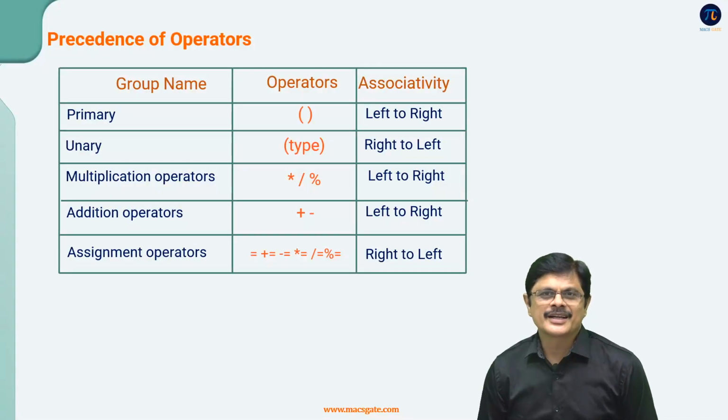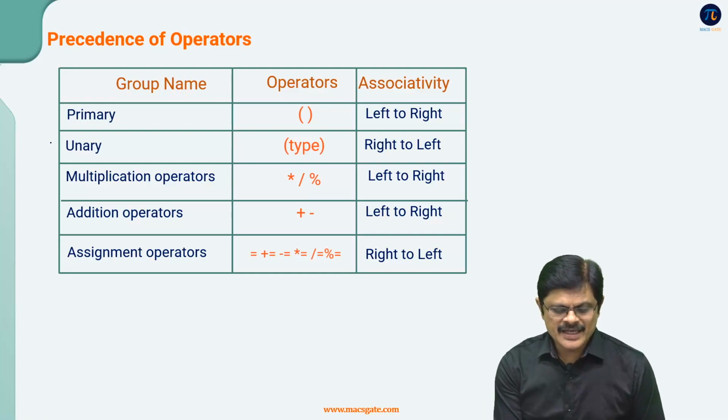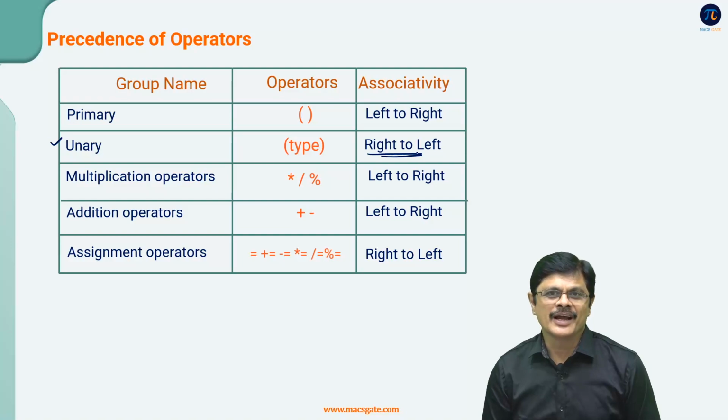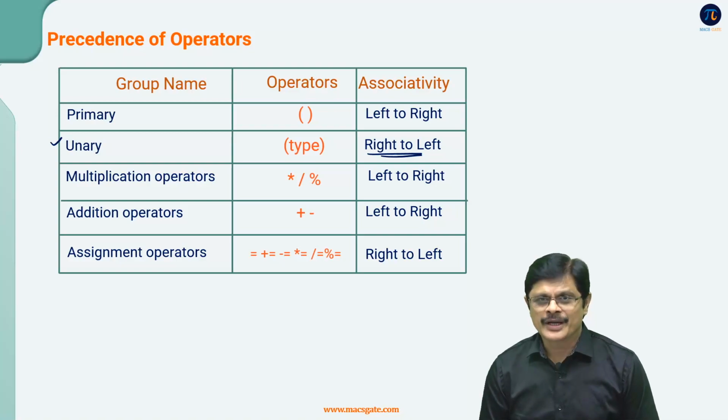Now when you consider typecasting, it is a unary operator and it is right to left associative. Typecasting we also do for pointers, which we will discuss under pointer arithmetic, my dear friends. That is about type conversion. Thank you.